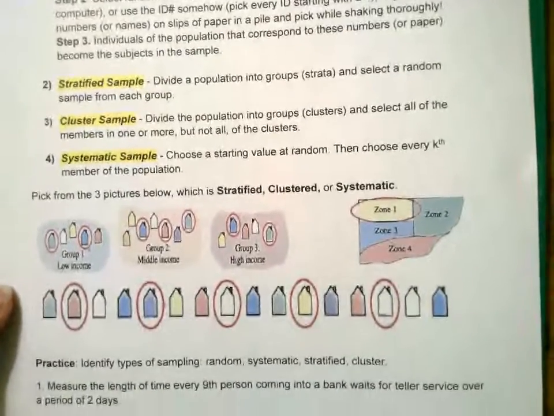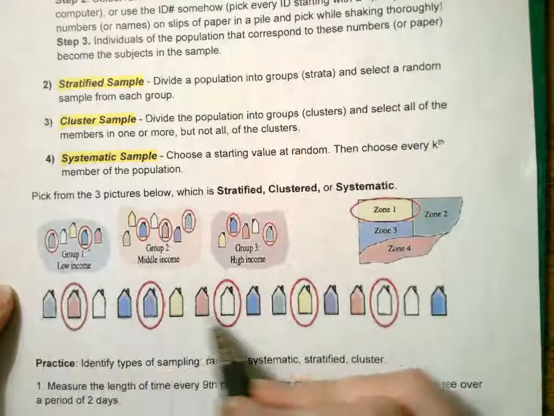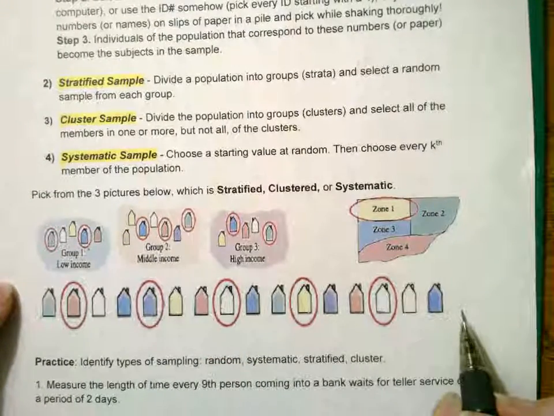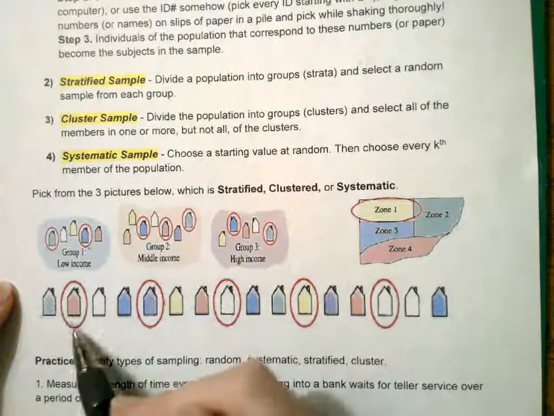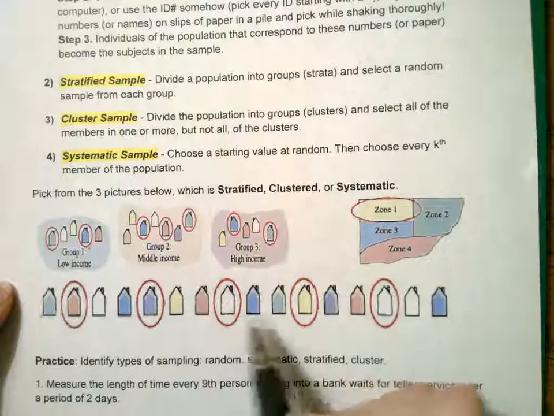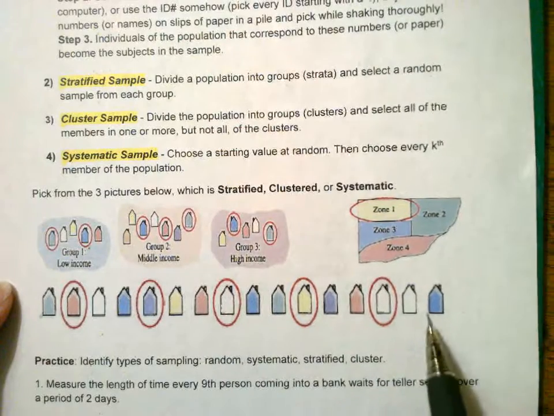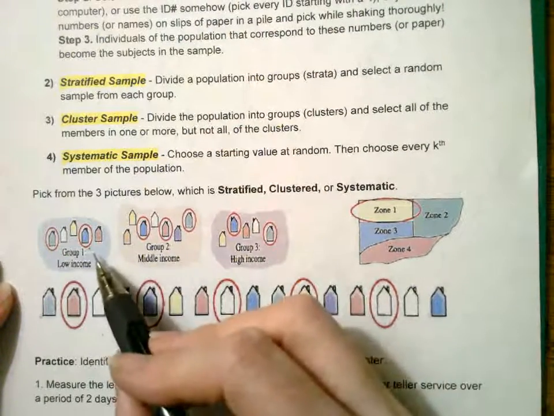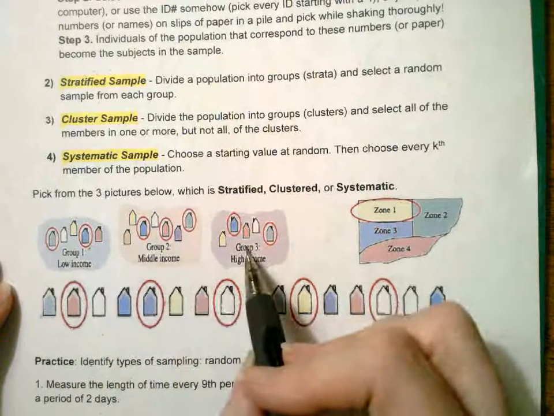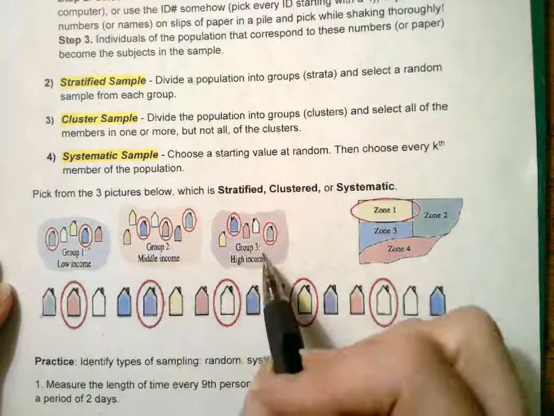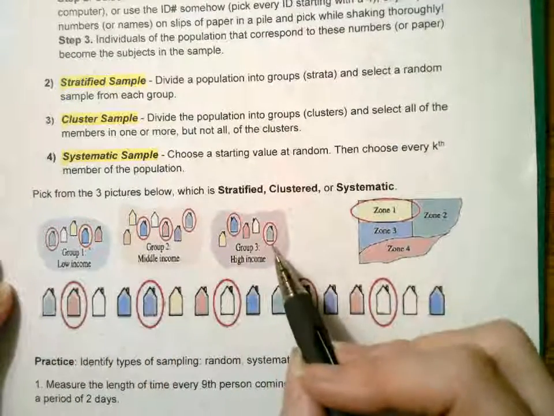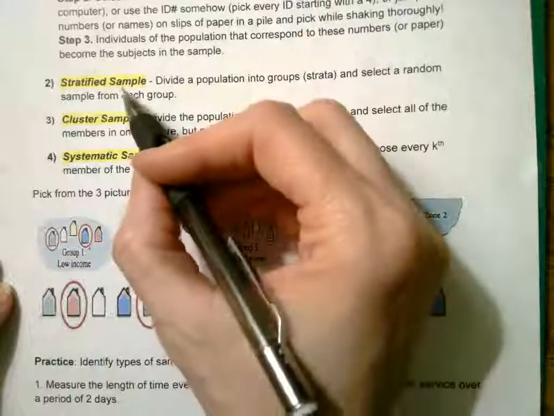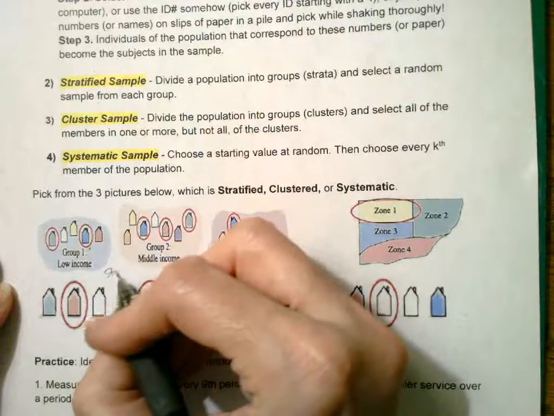Okay. Here's kind of a pictorial representation of that. This right here is your systematic, because you're asking every 1, 2, 3, 1, 2, 3. Okay, that's systematic. This one groups the population of study into 3 separate income groups and then chooses some from each group. So that would be stratified.